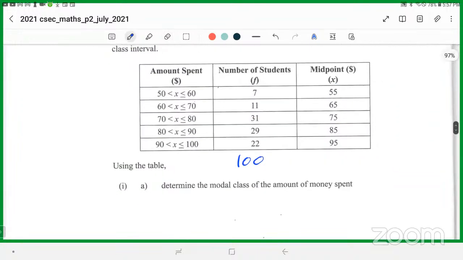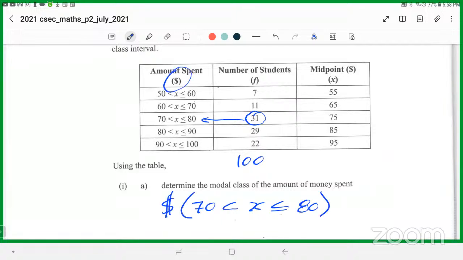It says, using the table, determine the modal class for the amount spent. The modal class is the one with the highest frequency. See the highest frequency here? So this is the modal class. So we're going to write 70 less than x less than or equal to 80. I'm going to put the dollar sign around it because it is in dollars. That's the modal class. The third class, the one with the highest frequency, is the modal class.